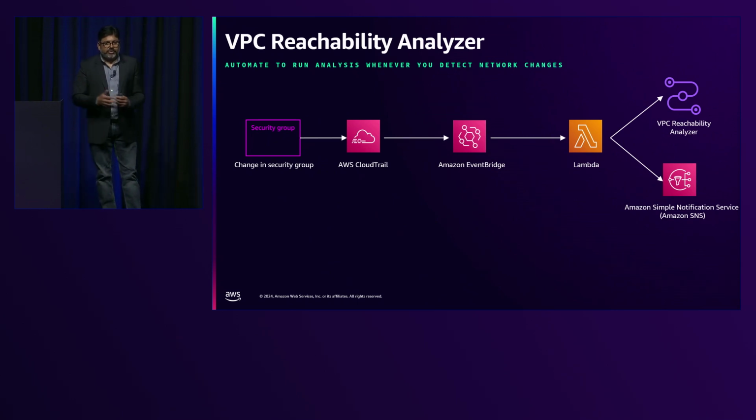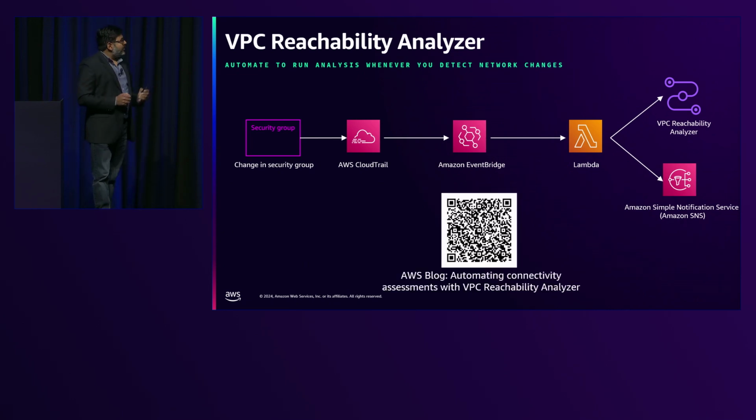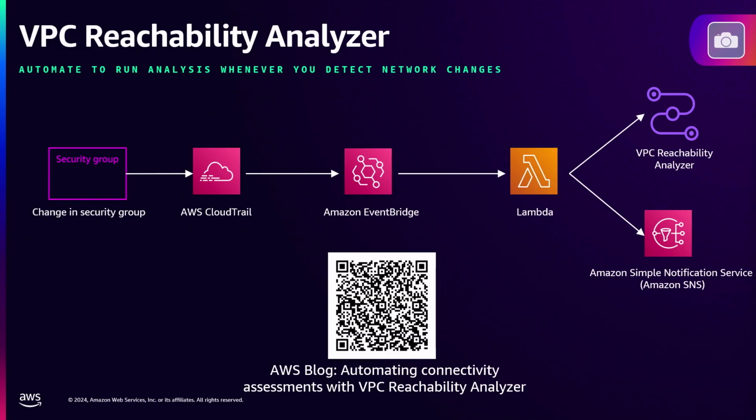before it escalates. So for that, we have put together a sample architecture here, where the moment you change the security group, a workflow will be initiated, and the workflow will kick off the Lambda function, which will run the Reachability Analyzer, perform the analysis, and if it finds any broken connectivity, it's going to notify you by an SNS notification. If you want to learn more about a similar kind of architecture, you can scan this QR code and read about this blog post.